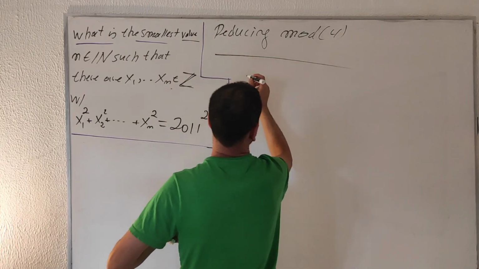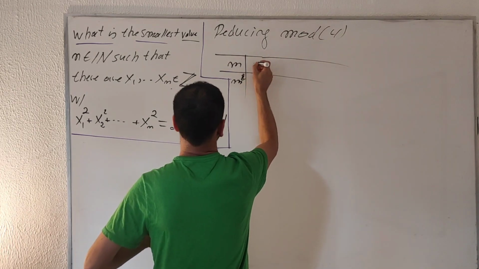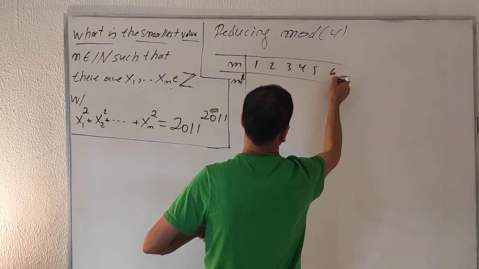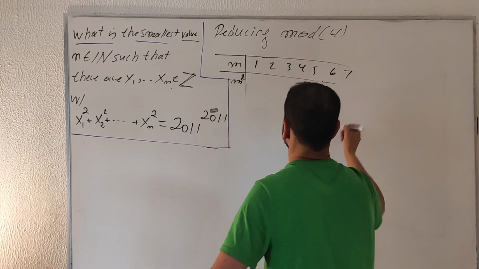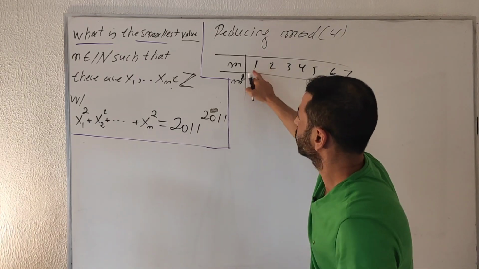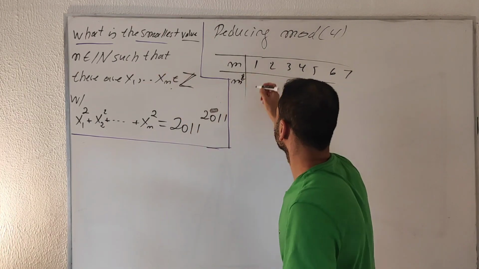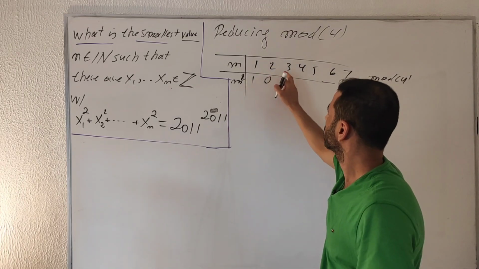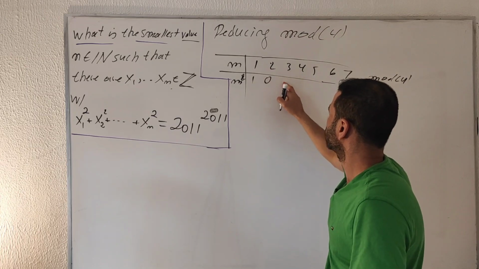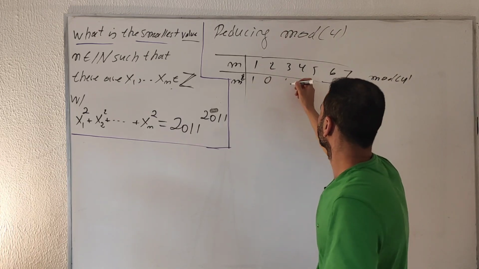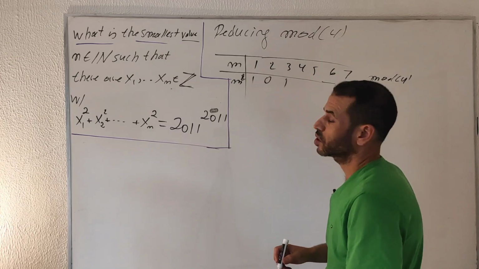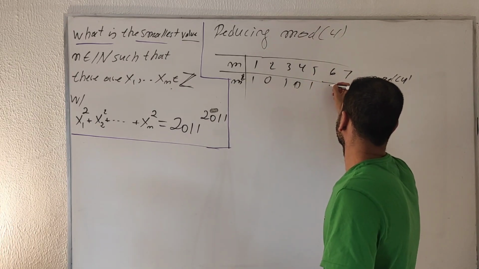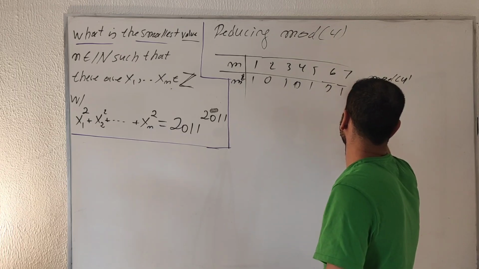Let's first make the chart and check the following values: 1, 2, 3, 4, 5, 6, 7, and so on. For the first value, because we have natural numbers, the first value is 1, which gives 1. The second value is 4, which is 0. 3 squared is 9, and 9 is 1 more than 8, so it is 1 as an odd number. 4 squared is 16, which is 0. The next one is 1, the even one is 0, the next one is 1, and so on.